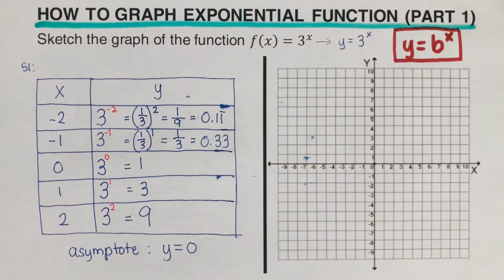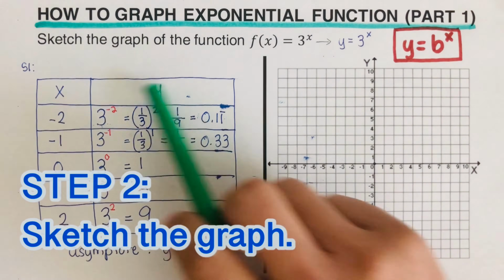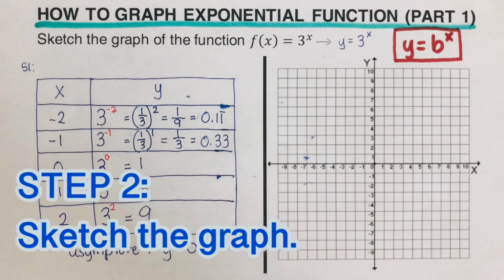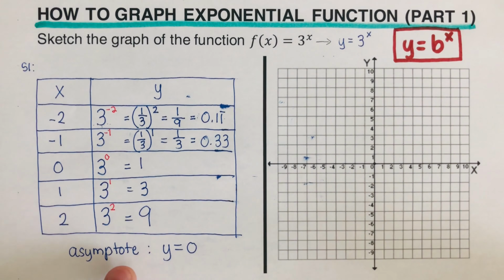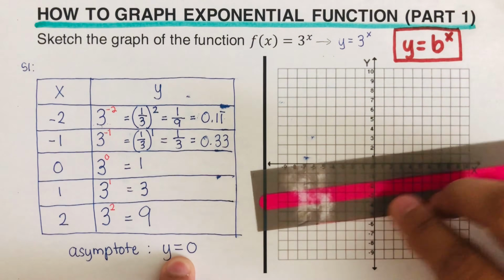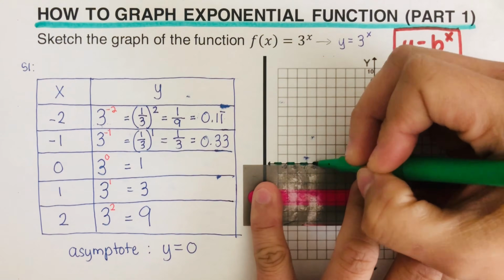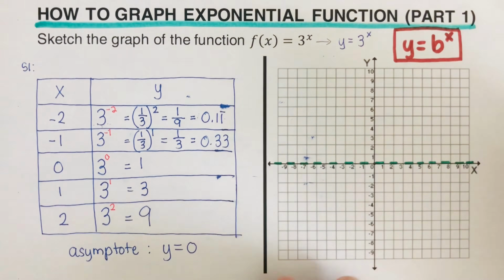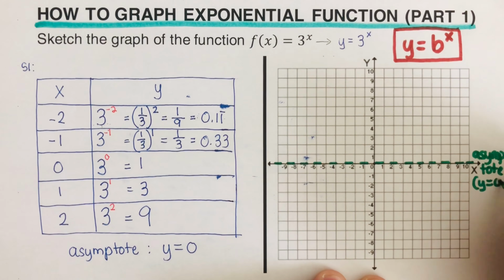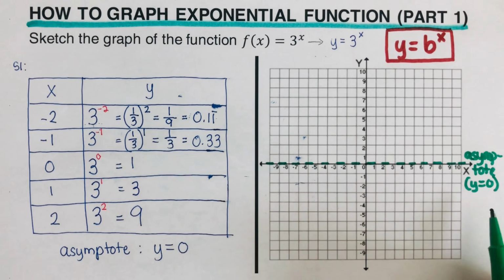So going back to the table that we have here, the second step is to sketch the graph, and we're going to use these values that we have here in order that we can sketch the graph. So first thing that we have to do is to write the asymptote. The asymptote is a horizontal line which is located on y is equal to 0, and I'm going to draw the asymptote right here. Okay, so I've labeled the asymptote. That's y is equal to 0.